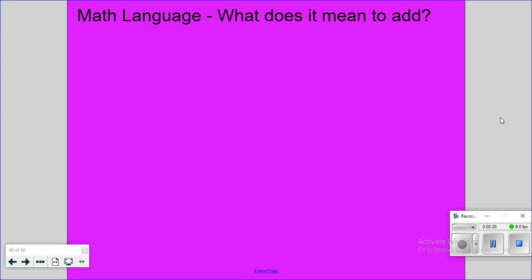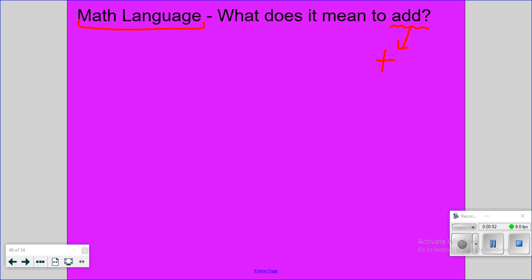Math language. What does it mean to add? Speaking of math language, what is the symbol when I want to add something? What is the symbol when I want to add something, Michael? It's the plus symbol.